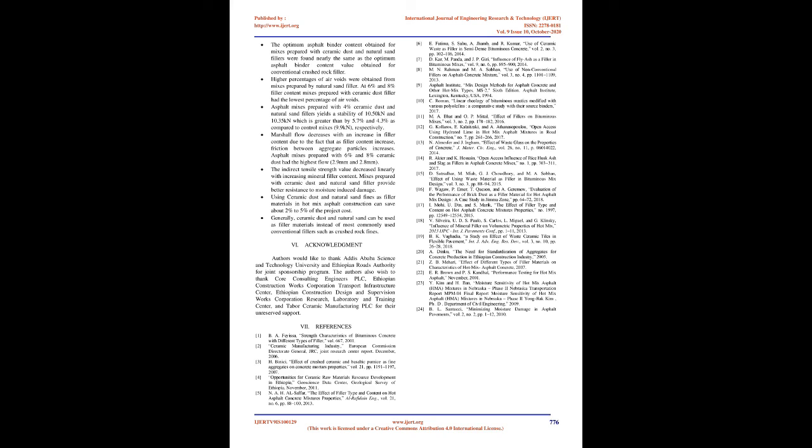Mixes prepared with ceramic dust and natural sand filler provide better resistance to moisture-induced damage. Using ceramic dust and natural sand fines as filler materials in hot mix asphalt construction can save about 2% to 5% of the project cost. Generally, ceramic dust and natural sand can be used as filler materials instead of the most commonly used conventional fillers such as crushed rock fines.